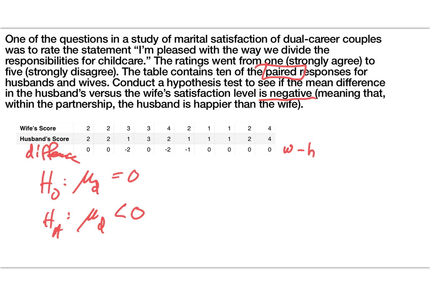Is one couple's response independent of any other couple's response? Yes, independence. Were my couples randomly selected? It doesn't say. I'm going to have to assume that they were randomly selected. It does not say. Normality, we don't know. My sample size is 10, and that's less than 15, so I'd have to make sure there are no outliers.